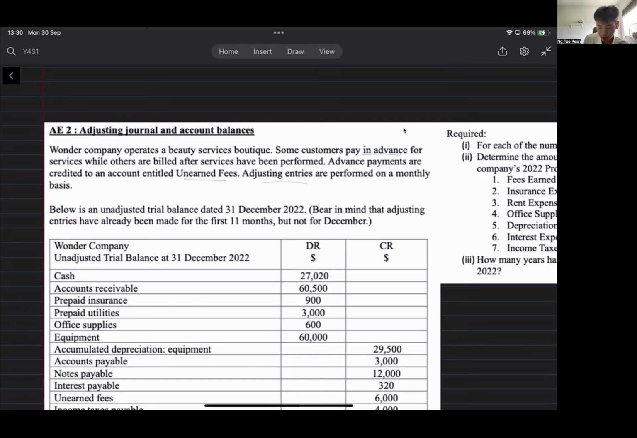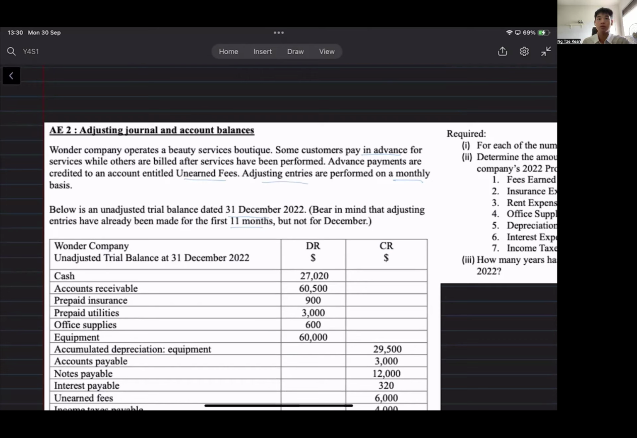We have adjusting entries on a monthly basis. We are given a trial balance for 31st December, and adjustments have already been made for the first 11 months, but not for December. So we only need to be concerned of the December entry in this question.